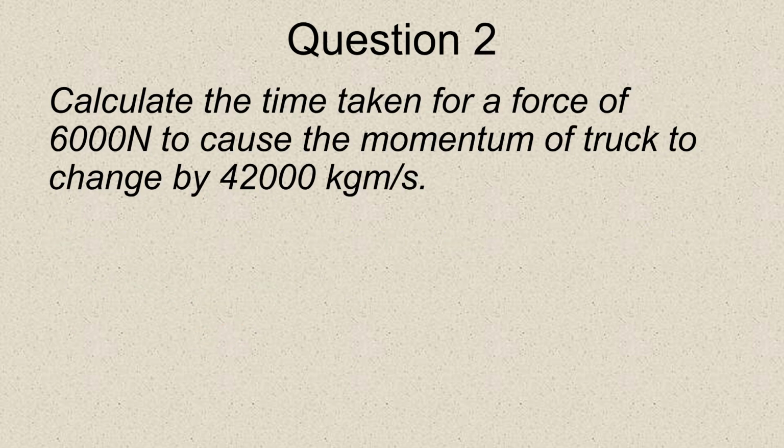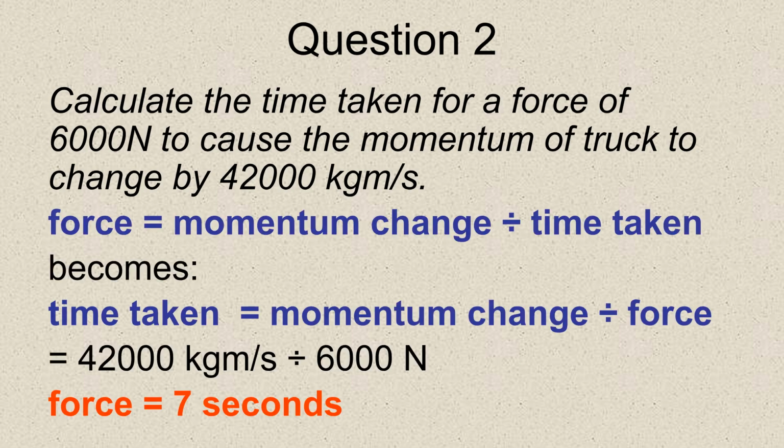Next, let's calculate the time taken for a force of 6,000 newtons to change the momentum of a truck by 42,000 kilogram meters per second. Rearranging the formula, time taken equals momentum change divided by force. So 42,000 kilogram meters per second divided by 6,000 newtons results in a time taken of 7 seconds.